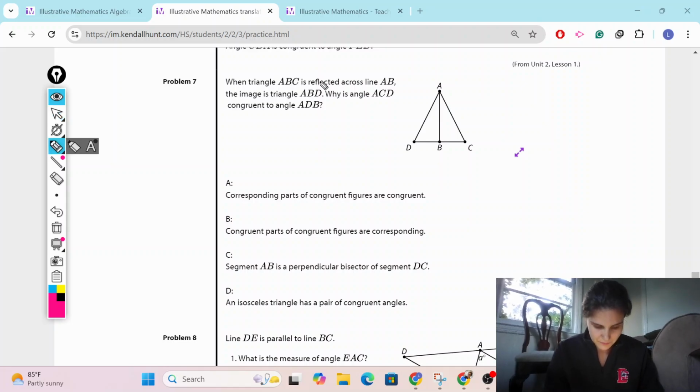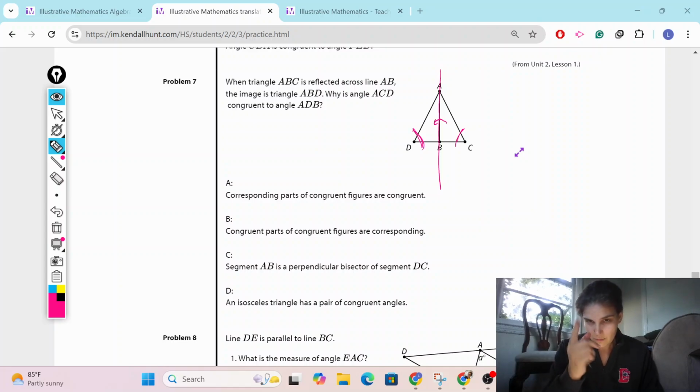Problem number 7. When triangle ABC is reflected across the line AB, the image is ABD. So we got ABC, he's reflected, and he lines up with ABD. Why is angle ACB congruent to angle ADB?